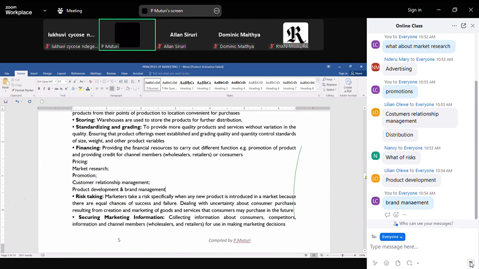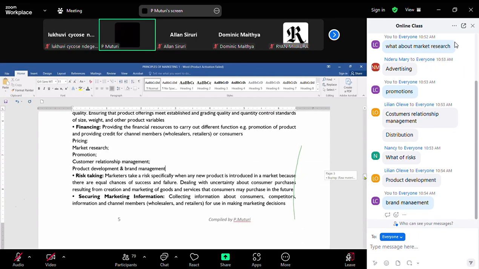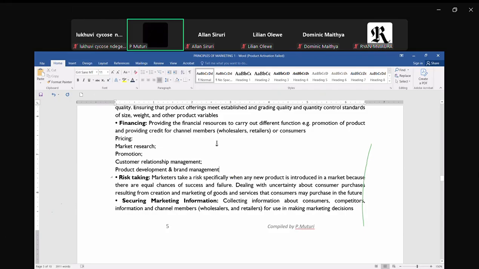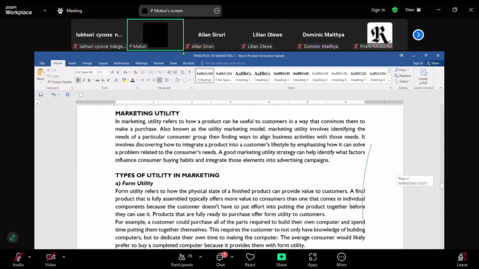Okay, so I think we can move on. In your assignment work, that's why this list was not very exhaustive, because I had given you the task to also look. Right, so can we move on now to look at the marketing utility? Others you can add.